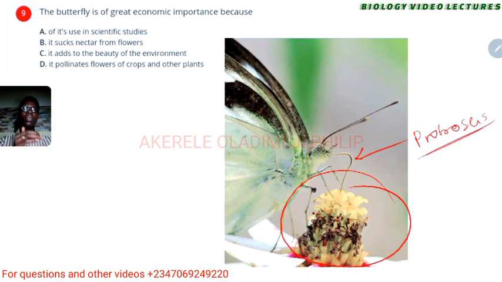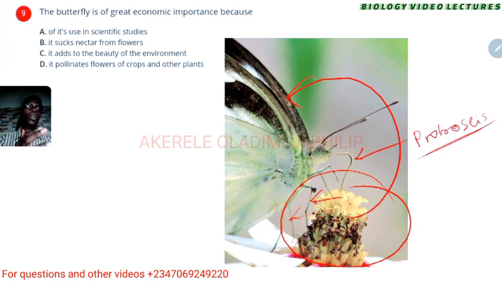Yes. Now, but that's not totally just because it sucks nectar. The answer there is D. It pollinates flowers of crops and other plants. While it is sucking the nectar, some of the pollen grains will rub off on its body, maybe on the feet, on the legs. So when it goes to feed on another plant, it's going to drop the pollen grain there, on another flower of the same species.